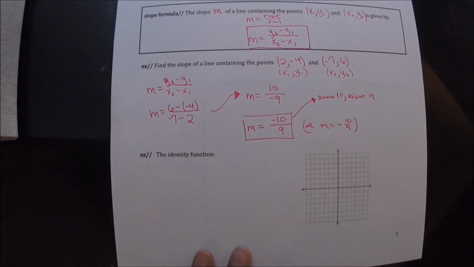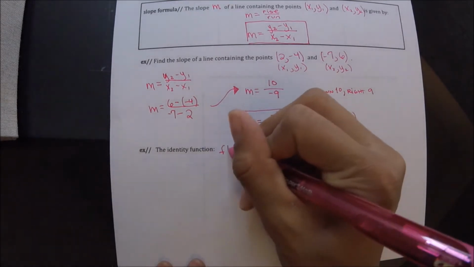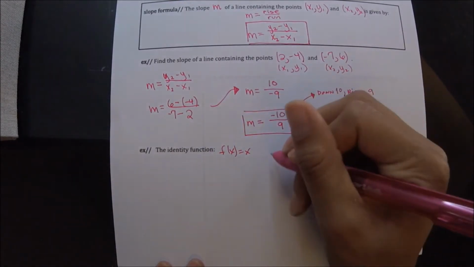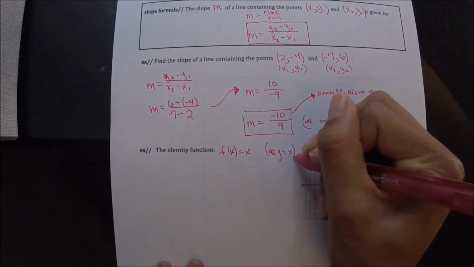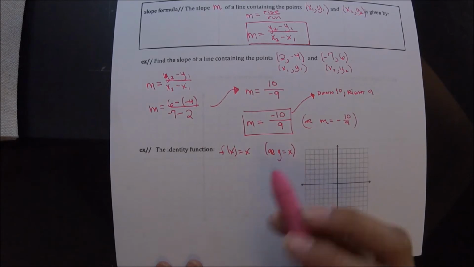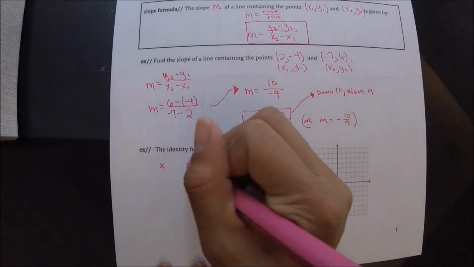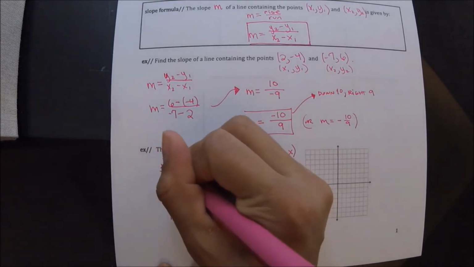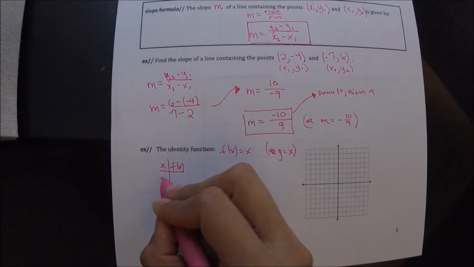Alright, now let's talk about the identity function. So we said that this is f of x equals x, or using old notation, maybe y equals x, because remember, f of x is the same thing as y. Let's create a chart to figure out what some of the points would be on this line. So let's plug in values for x.